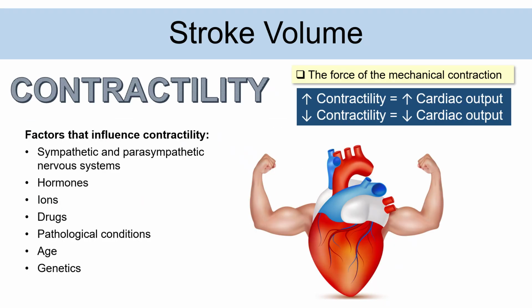Moving on to contractility. Contractility is the force of the muscle of the heart, how well it contracts. And there is a relationship between contractility and cardiac output. Increased contractility will result in increased cardiac output, whereas the opposite, decreased contractility, will equal decreased cardiac output. Things that can influence how strongly the heart contracts are, again, our sympathetic and parasympathetic nervous systems, hormones, electrolytes, some medications, some diseases, your age, and genetics.